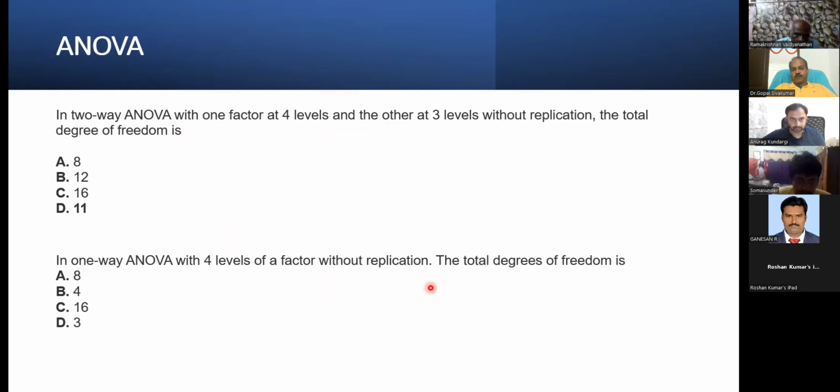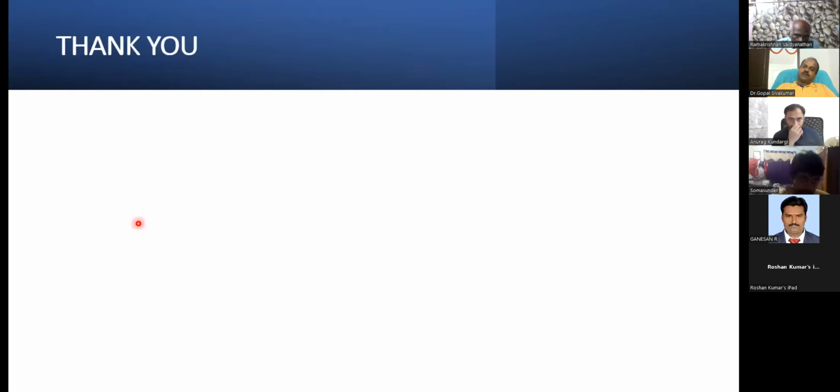In one-way ANOVA with 4 levels of a factor, how many levels? 4 levels. So how many experiments minimum? 4 experiments. Without replication means 4. So what will be the degree of freedom? 3. That's 3. So this is what I just wanted to share.